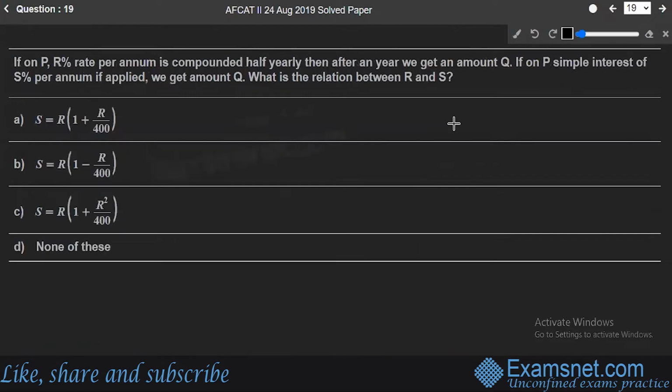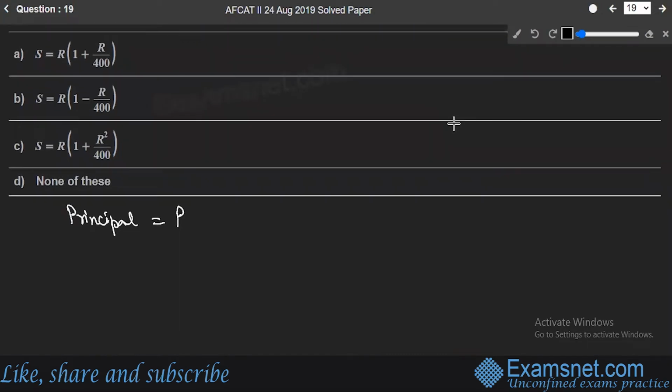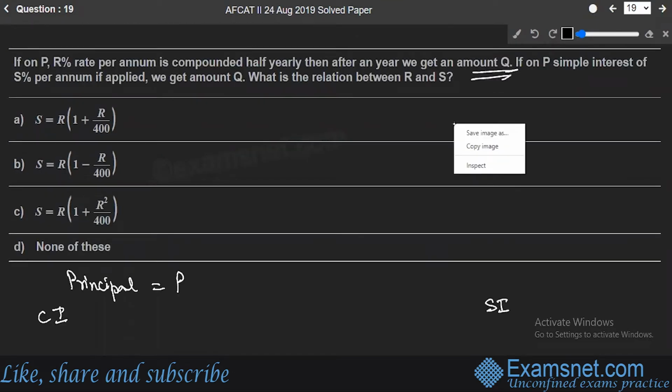Question number 19. If on P, you are having a particular principal, so first of all, we'll keep on writing the things which are given to us. Principal is given to us as P. R is the rate per annum if compounded half yearly. Then after a year, you get an amount of Q. So there are two cases in this question. First of all, there is a case of compound interest, and the second one is the simple interest. Let's read the statement complete. So it says, if on P, simple interest of S% per annum is applied, you get amount Q again. What is the relation between R and S?